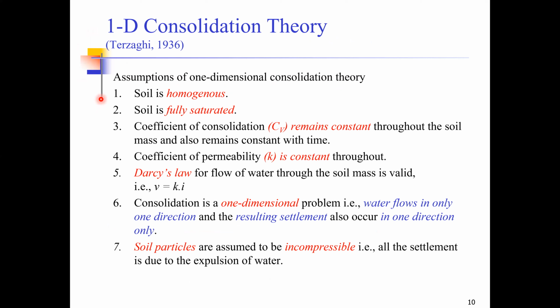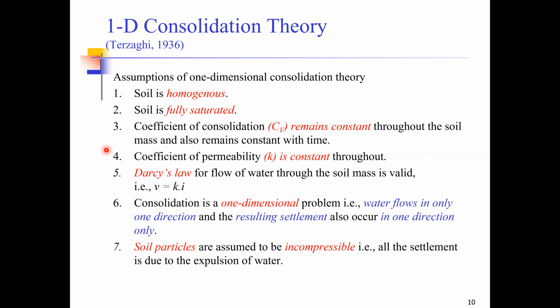These are some of the basic assumptions of one-dimensional consolidation theory. The first one is that the soil has to be homogeneous. The soil has to be fully saturated. As you would remember, we already said that consolidation can only occur in fine-grained soils, and those soils have to be fully saturated. The third is that the coefficient of consolidation, I hope you remember this coefficient, something that we use for determining the rate of consolidation, remains constant throughout the soil mass and also remains constant with time.